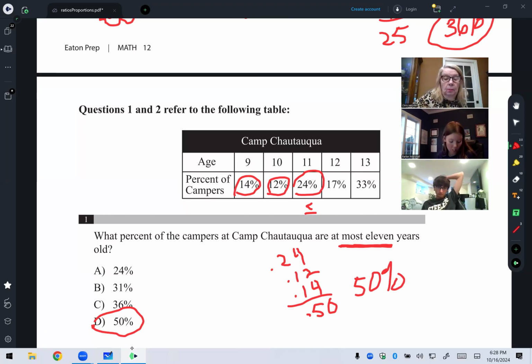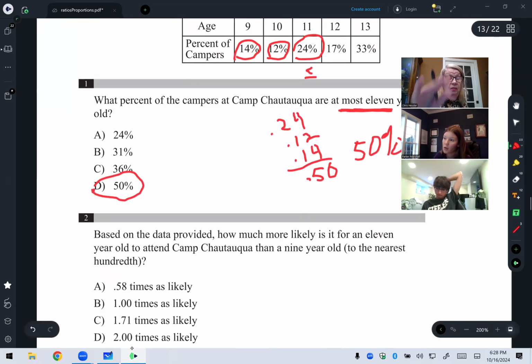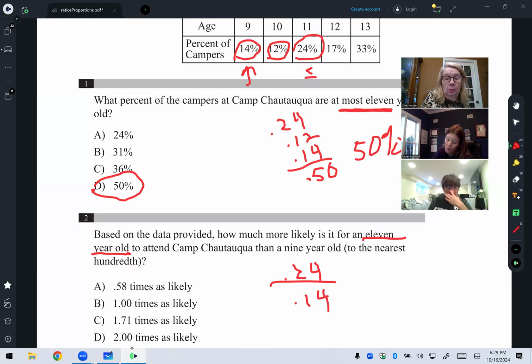Okay. So the next one, what if they expressed it this way? We're just trying to get you ready for every contingency. Based on the data provided, how much more likely is it for an 11-year-old, that mom, to let him go? So that's going to be 0.24. She might be a little more reticent to let a 9-year-old go. Have some tricks played on him in the cabin or something. And we just divide that, and that'll be 1.71.